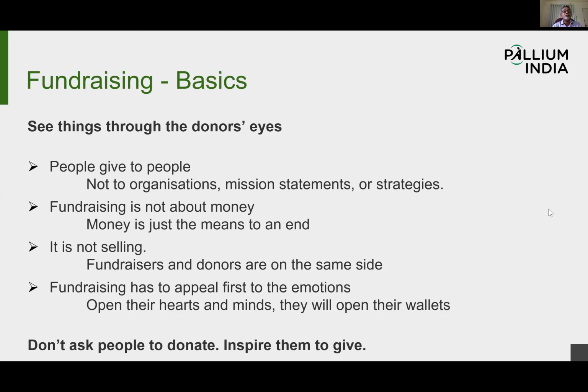It's not selling. You're not selling a concept or an idea or an organization statement or anything of that sort. So it's all about touching the emotions. Once you're able to convey or share those emotions, people normally tend to open their wallets, or in other words, offer their help. So we don't really need to ask people to donate. We could actually inspire them to give.